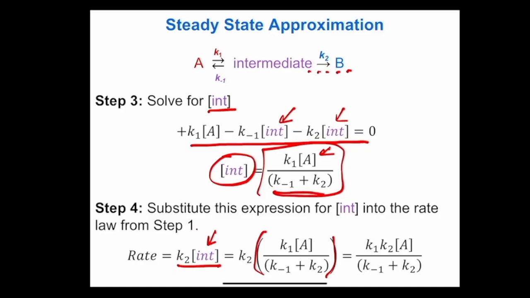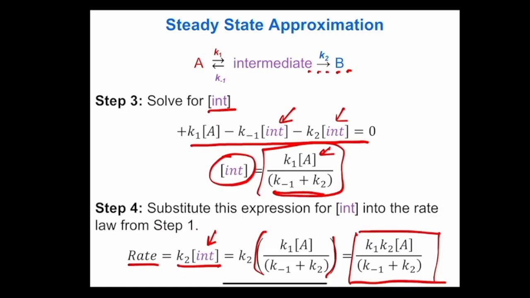It's an ugly fraction. All I'm doing is multiplying my K2 by this. It shows up now as my numerator. This is now what we call the steady state rate equation for this mechanism. And it looks kind of weird. In this case, it's K1 times K2 times A over K minus 1 plus K2. This is what's called the 1 plus form of a rate equation.